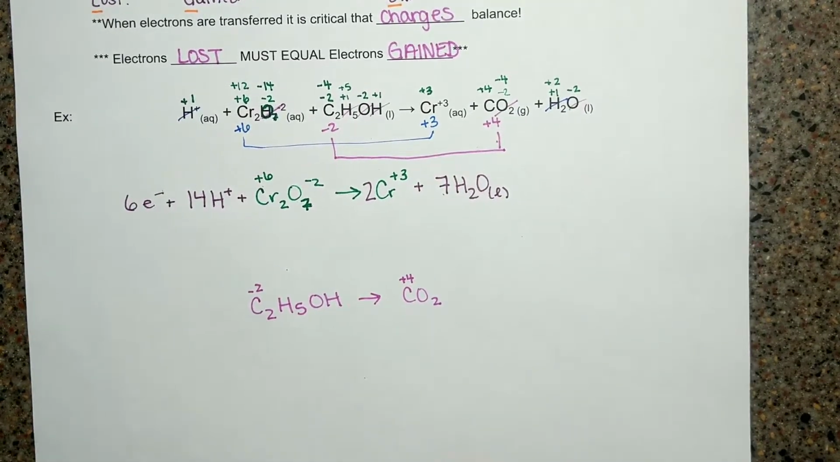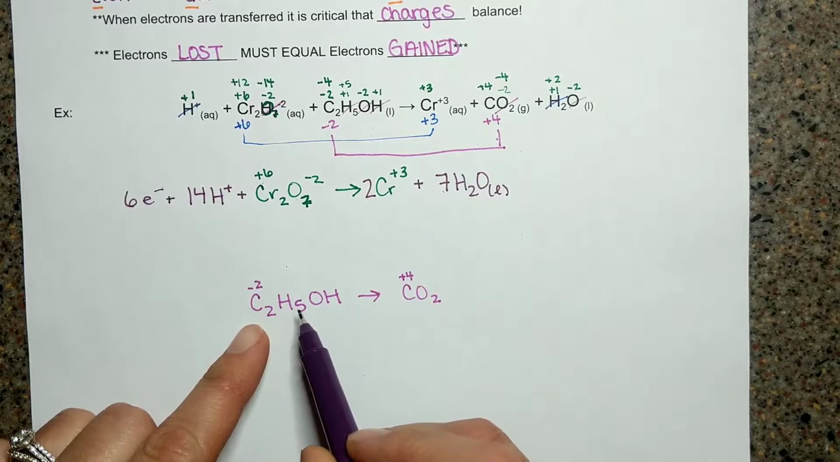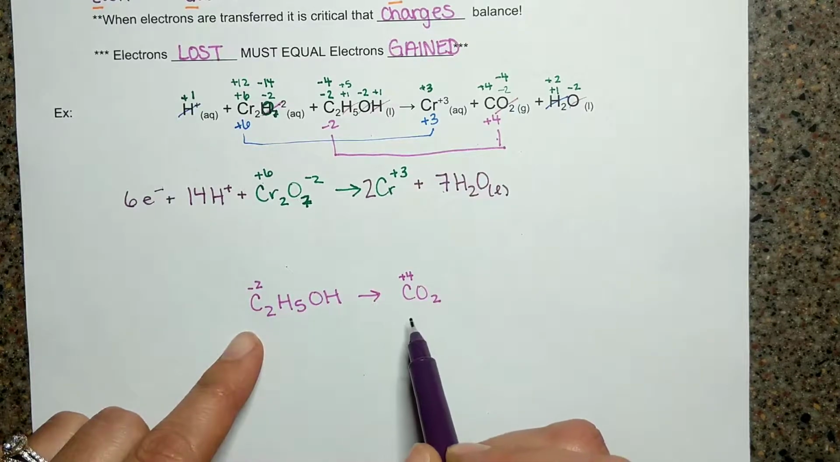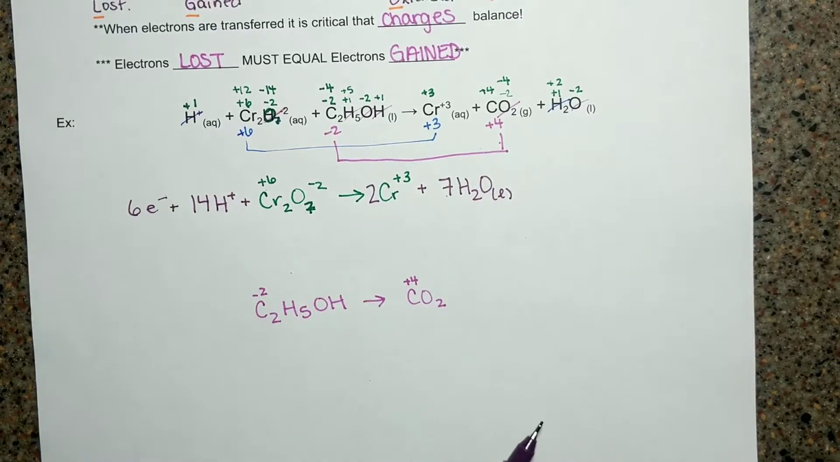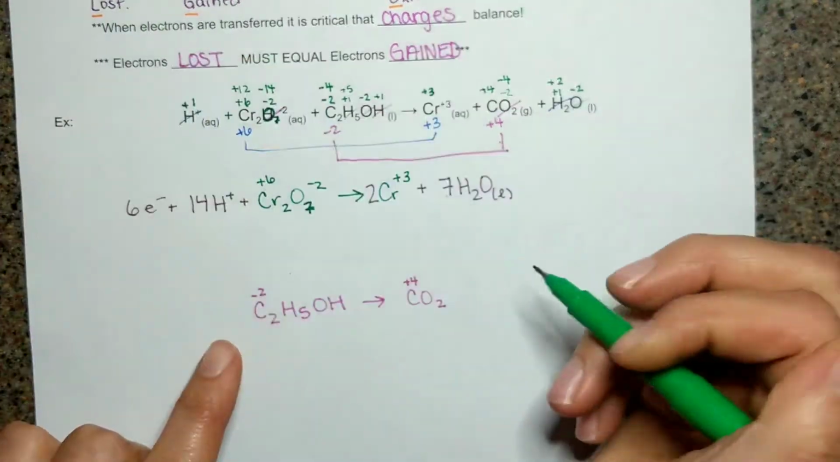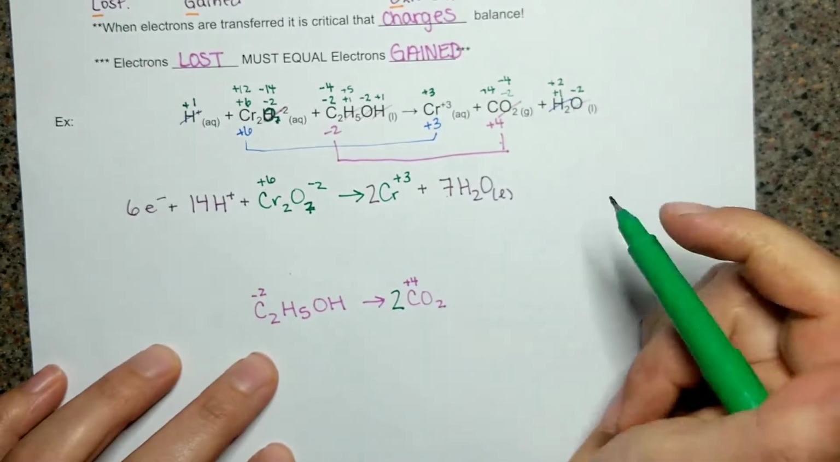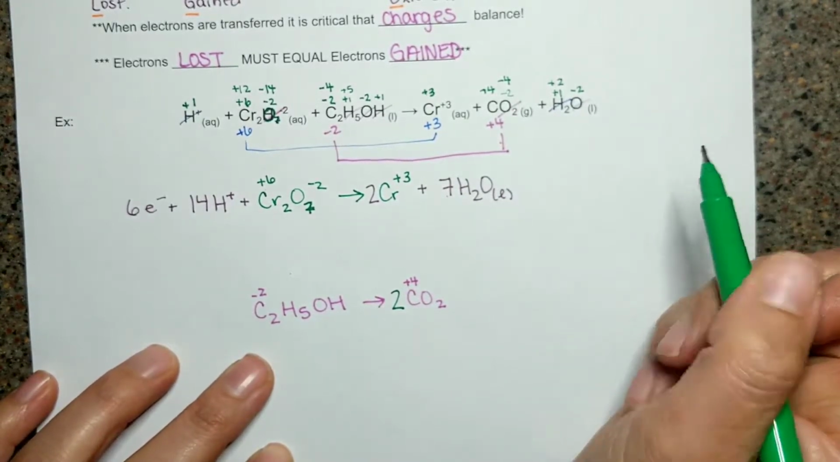My next one, I'm going to follow the same steps. So I have here 2 carbons and 1 carbon here. Two carbons here, 1 carbon here, so I'm going to balance my non-hydrogen oxygen elements first. So I add a 2 here. Then my next step is to balance my oxygens by adding water.